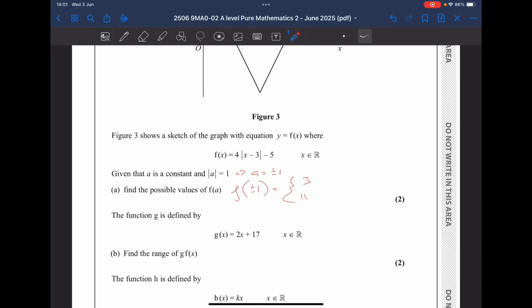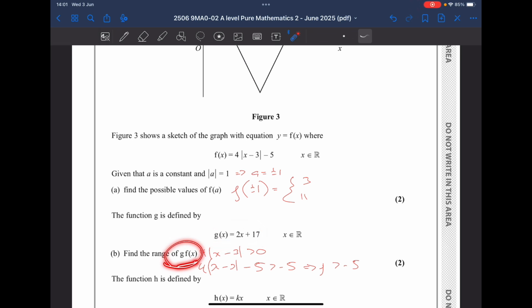Looks good. g is defined by this. Find the range of values of gf. Well, let's work it out. We've got x minus 3 in the modulus. That must be positive. Same if you times it by 4, makes no difference. If we now take away 5, we have that this thing is bigger than minus 5. So that thing that we just built is f. So we know f is bigger than minus 5.